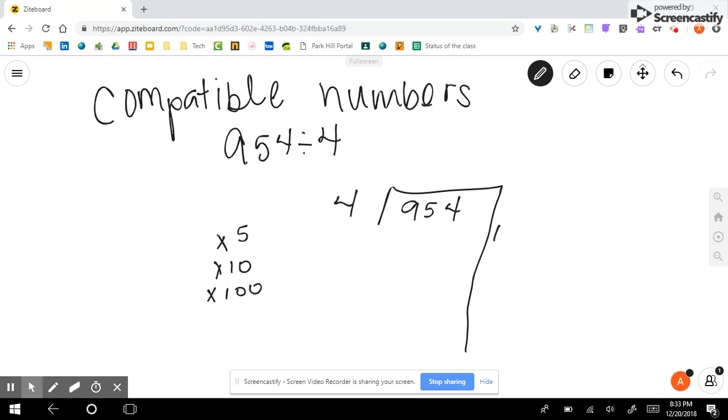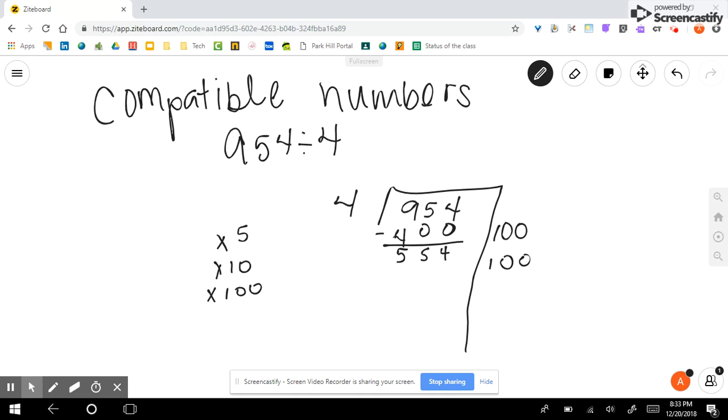Since I'm multiplying by 100, I'm going to put it over here as part of my quotient, and 4 times 100 equals 400. I'm going to subtract. 4 minus 0 is 4, 5 minus 0 is 5, and 9 minus 4 is 5. So now I'm working with 554. I've used up 100 groups of 4, so I subtracted 400 away from my 954, and now I have 554 to divide up.